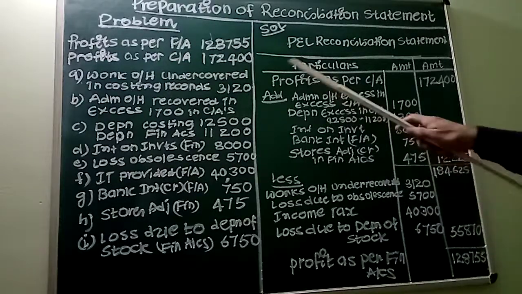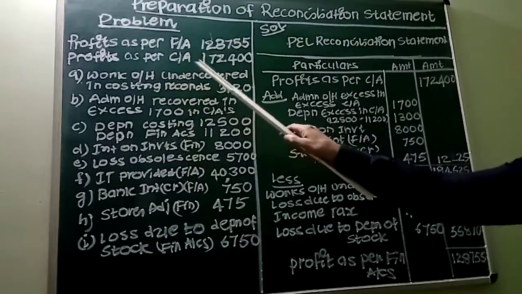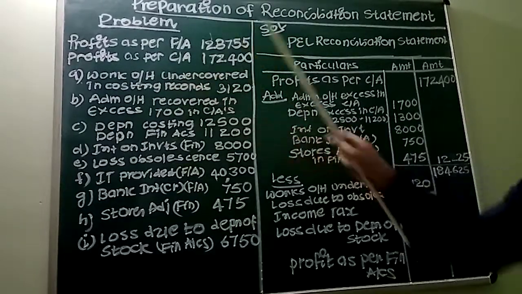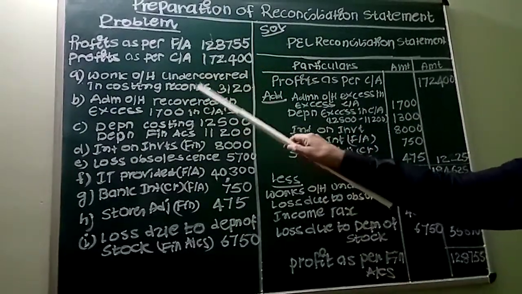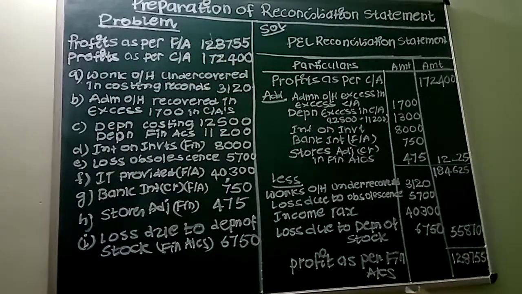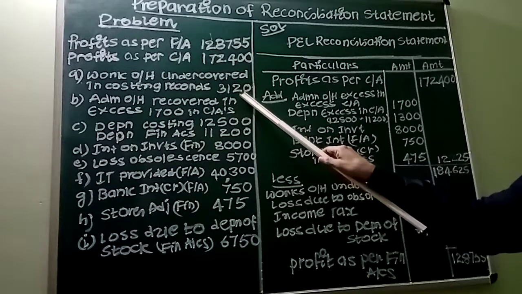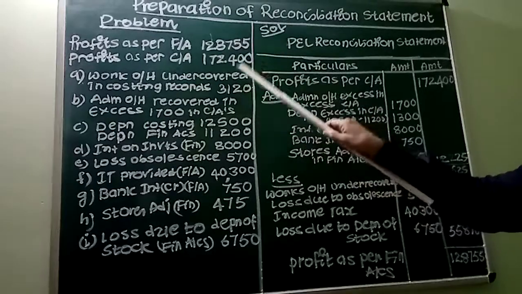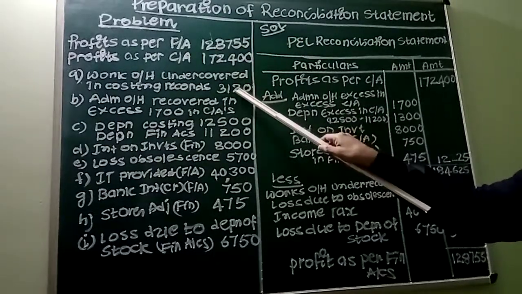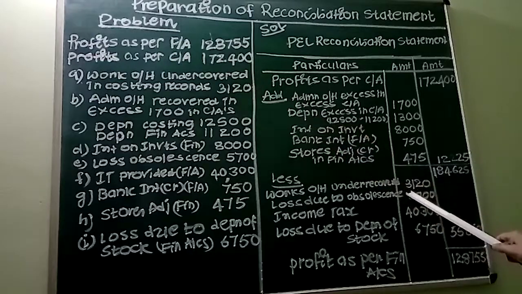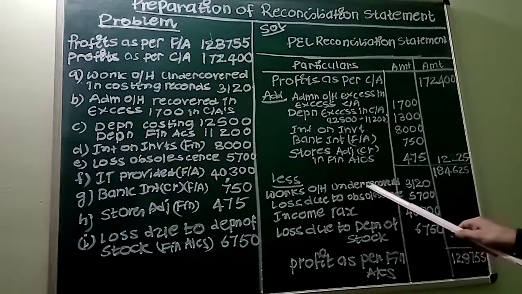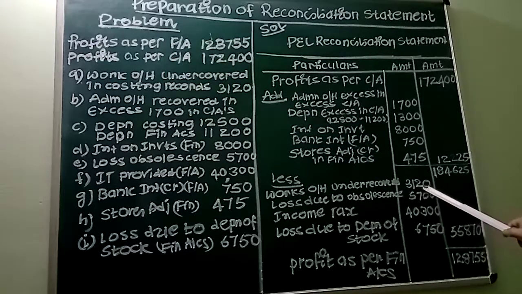Right. First we will take the first item. Works overhead under recovered in costing records. Under recovered means less in costing records, which means it is more in financial accounts. More charge means less profit. So you must deduct it. So works overhead under recovered 3,120 you must deduct.